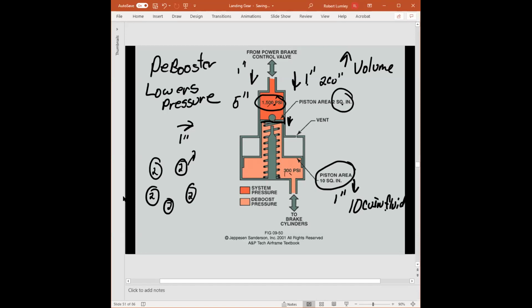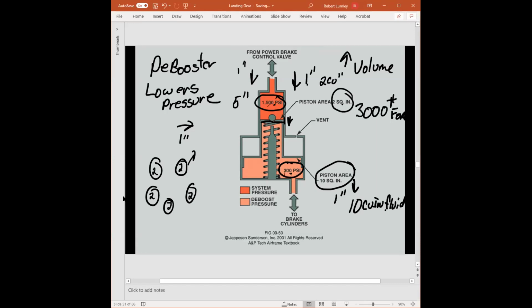Well, that's not a problem because the force applied is the same. And let me show you that. If we have 1,500 PSI acting on 2 square inches, right? We have a total of 3,000 pounds of force. Now we have 300 PSI.